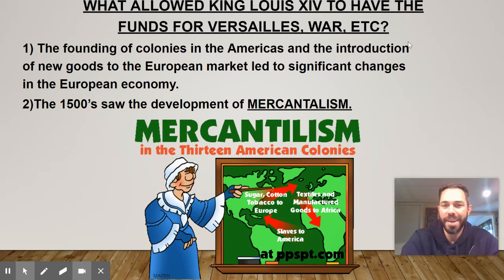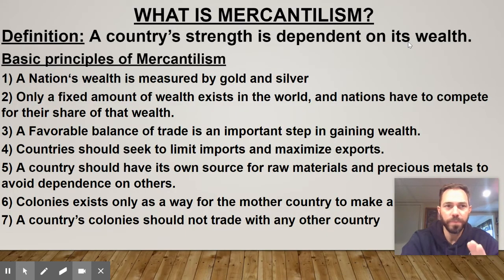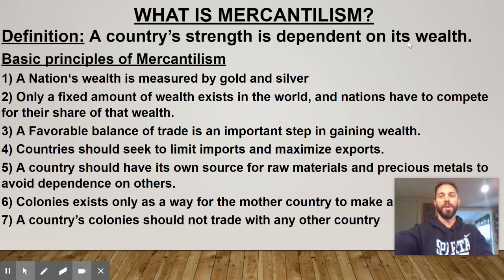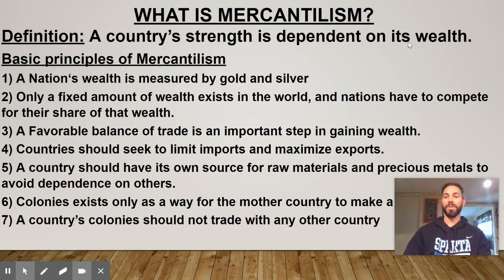So, what the heck is mercantilism? Really, here's the premise, right? You have to understand that it's based on the best way to strengthen your country is to increase your wealth, right? And increase your access to gain wealth. And so I got 7 basic principles we got to go over to make sure we're all squared away here. But this is how, again, with the ultimate goal of gaining wealth, this is how you do it.